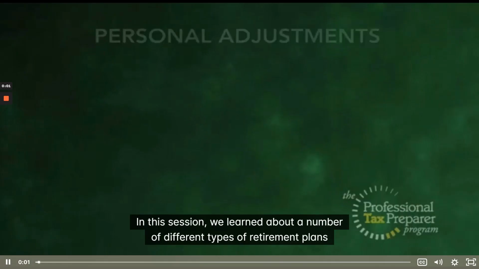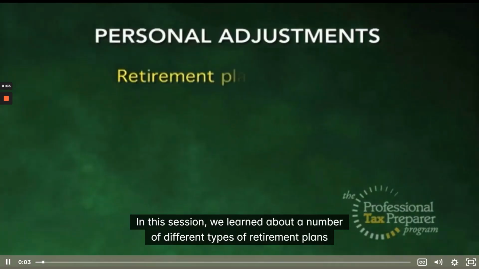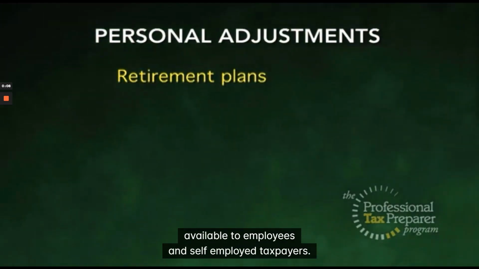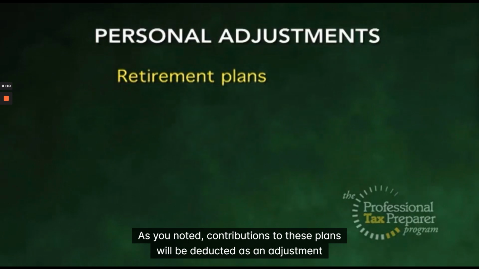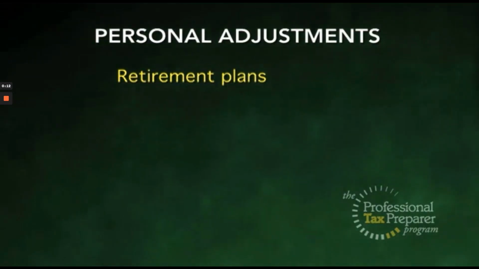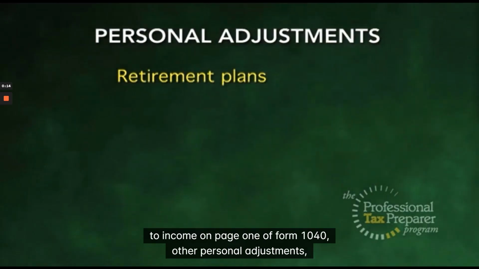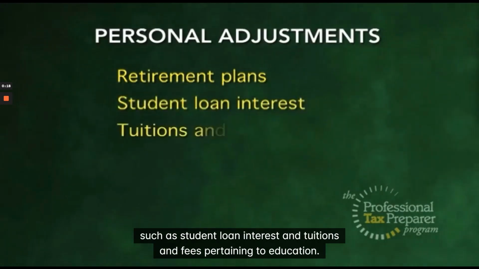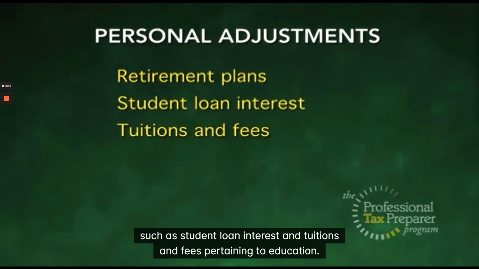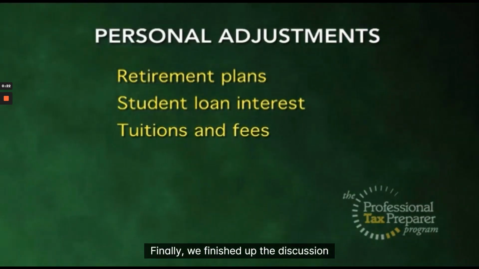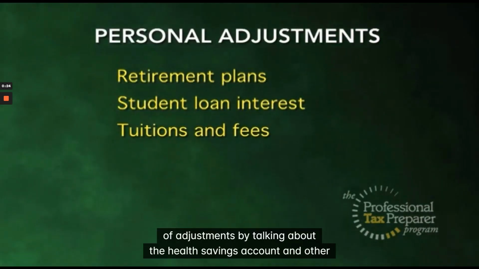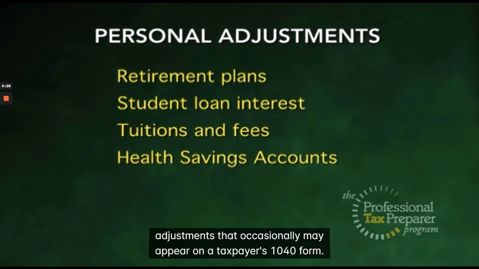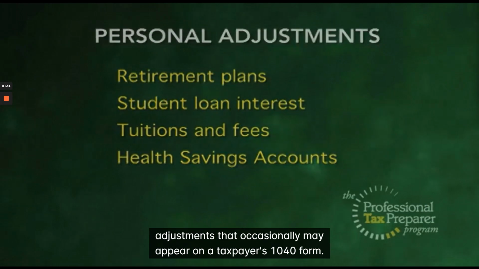In this session, we learned about a number of different types of retirement plans available to employees and self-employed taxpayers. As you noted, contributions to these plans will be deducted as an adjustment to income on page 1 of Form 1040. Other personal adjustments, such as student loan interest and tuition and fees, pertain to education. Finally, we finished up the discussion of adjustments by talking about the health savings account and other adjustments that occasionally may appear on a taxpayer's 1040 form.